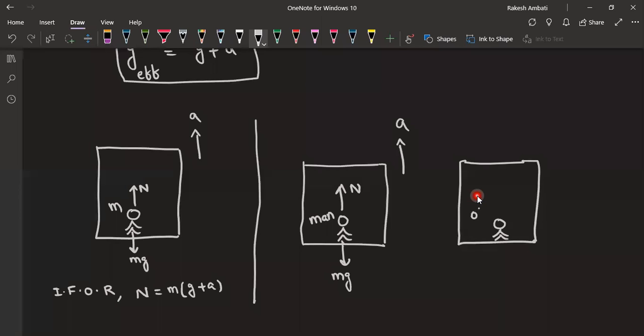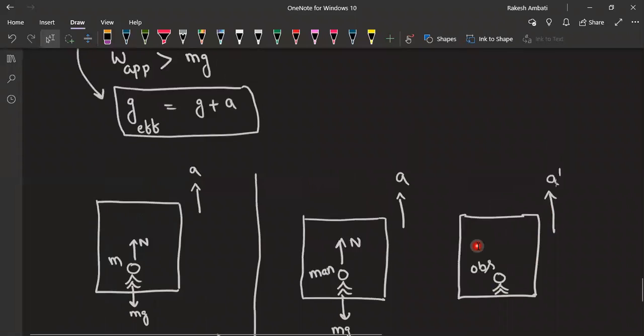So he is the observer. He is in a different lift. The lift is moving upwards with acceleration A dash. Now, this observer, is he inside an inertial frame or a non-inertial frame? Non-inertial. Why? Because he is inside a lift and the lift is accelerating. Yes, the lift is accelerating.